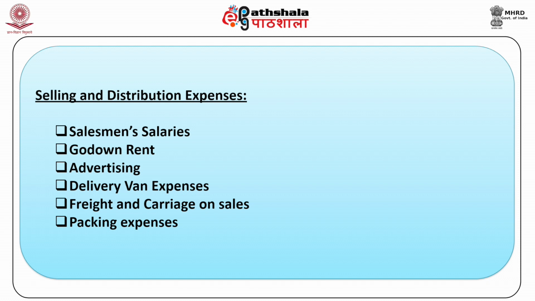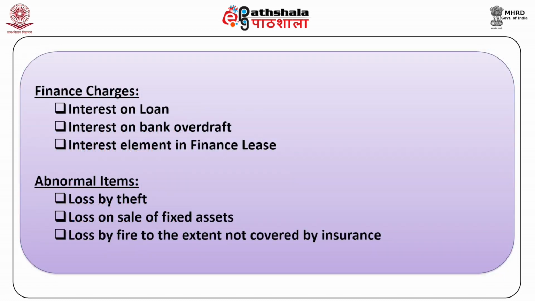2. Selling and distribution expenses. A. Salesman salaries. B. Godown rent. C. Advertising. D. Delivery van expenses. E. Freight and carriage on sales. F. Packing expenses. 3. Finance charges.